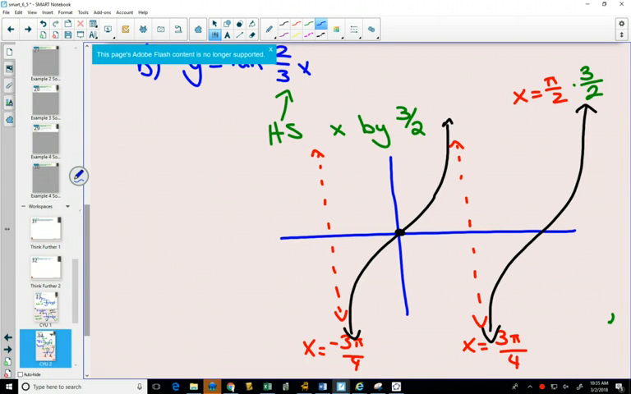Our period was pi, but now our period is from negative 3 pi over 4 to 3 pi over 4. Again, notice that all that's happened is that your period, which was pi, gets multiplied by 3 over 2, because that's what the horizontal stretch would do. If you had a period of pi and you're multiplying your x values by 3 over 2, your period will become 3 pi over 2.